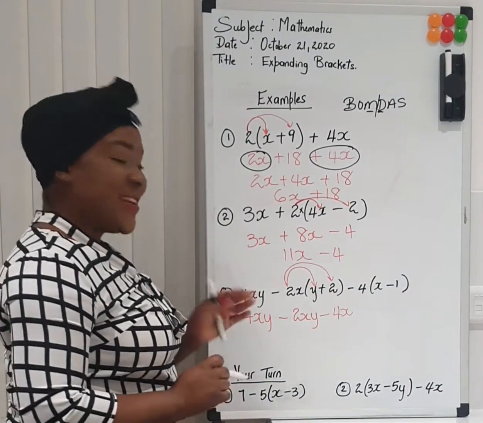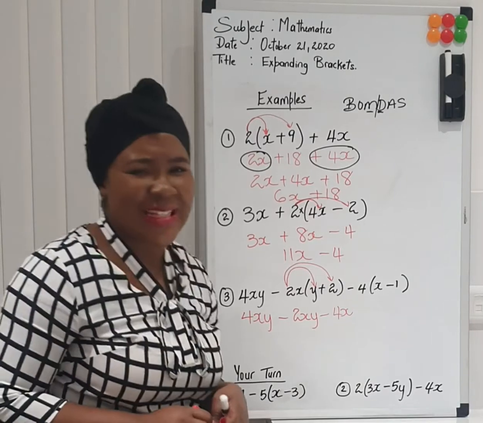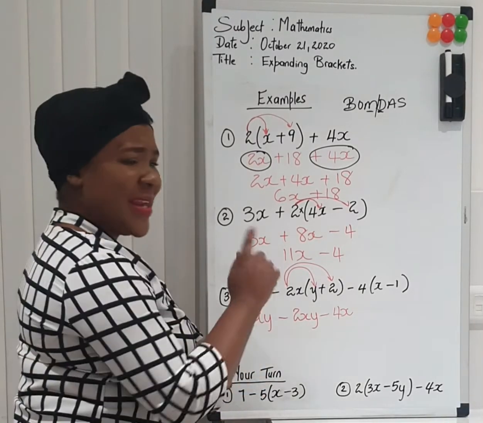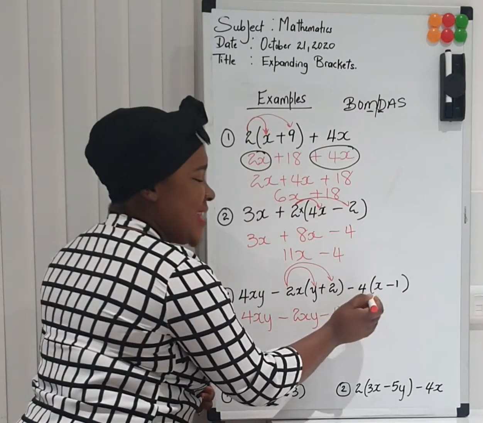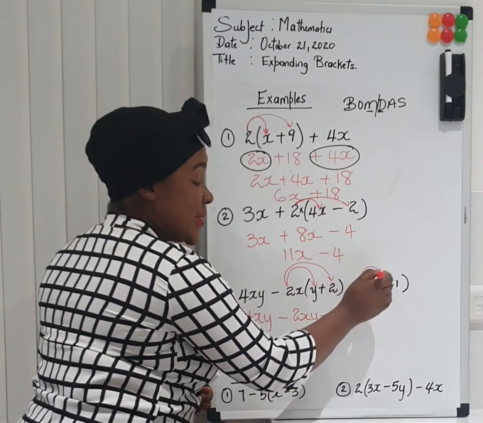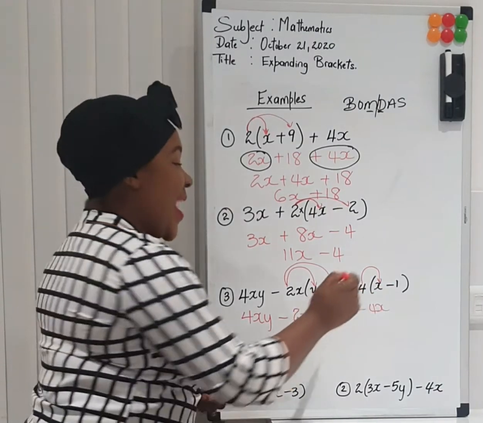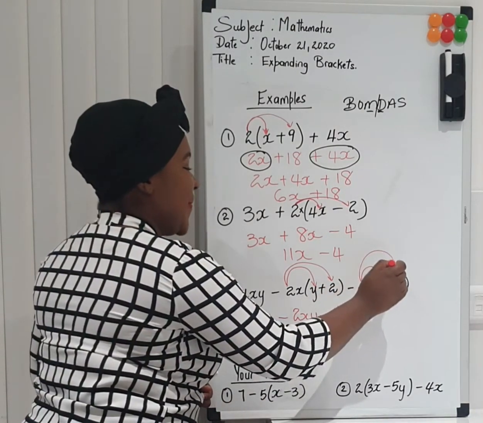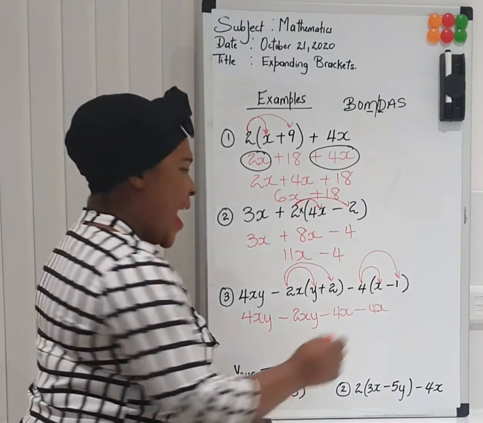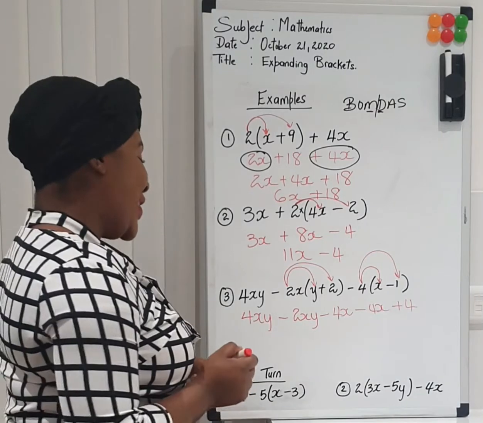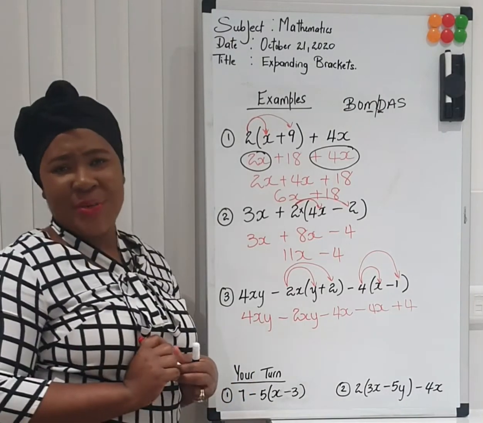Yes, so let's continue. The math is getting interesting. Don't you think so? I know you think so. Let's continue. So we have negative 4 times x, and that gives us negative 4x. And then we have negative 4 times negative 1, and that gives us positive 4. Good. And now what do we do?